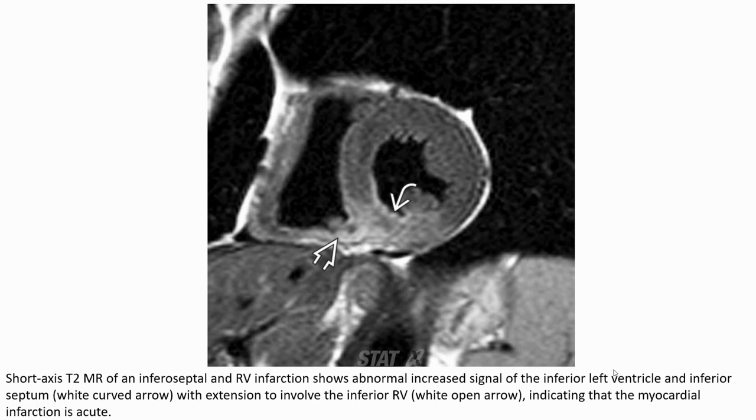The short axis T2 of an inferior septal and right ventricular infarction shows abnormal increased signal of the inferior left ventricle and inferior septum. The curved arrow indicates extension to involve the inferior right ventricular wall, and the wide open arrow indicates that the myocardial infarction is acute.